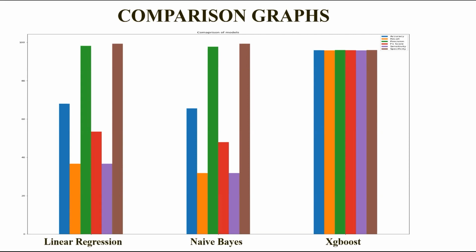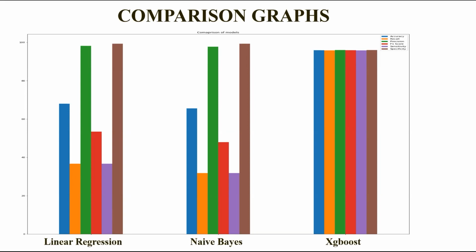Precision is a metric that assesses the accuracy of positive predictions made by the model. It calculates the ratio of true positives, correctly predicted positive instances, to the total number of positive predictions, true positives plus false positives.